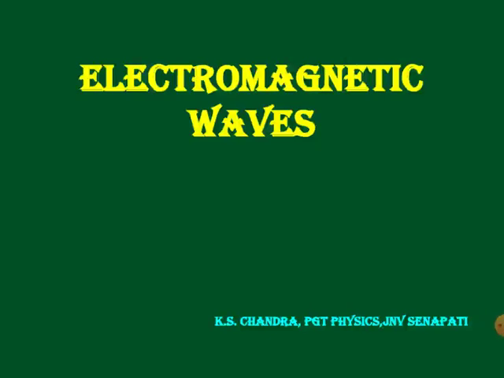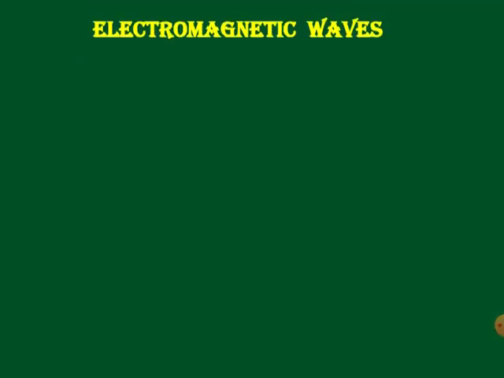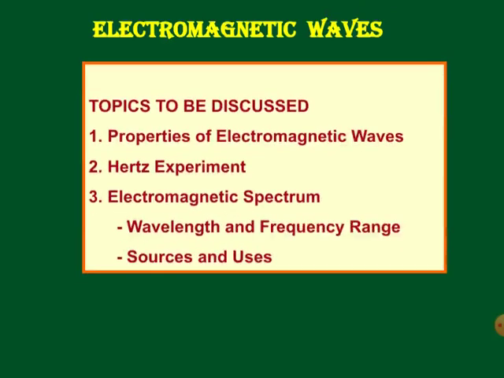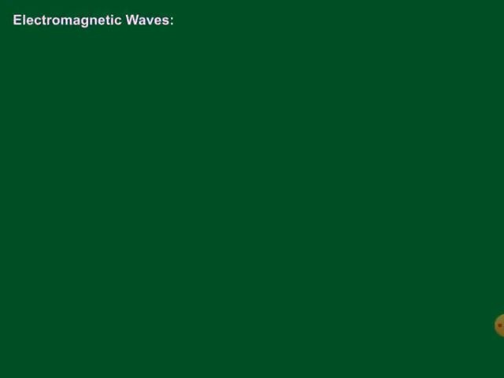Let's see what points are to be discussed in this video class. We need to discuss the properties of electromagnetic waves, Hertz experiment, then the electromagnetic spectrum, wavelength and frequency ranges, and the sources and uses of these different electromagnetic waves. But before going further into electromagnetic waves, let's discuss the different forms that give rise to these electromagnetic waves.